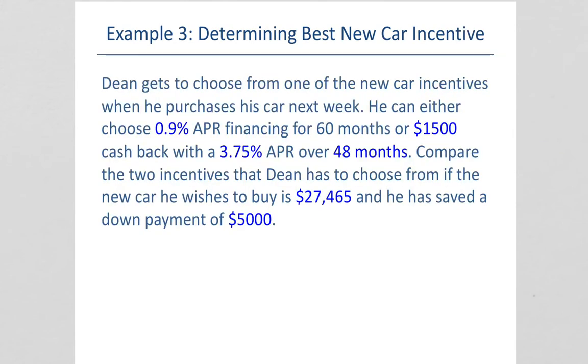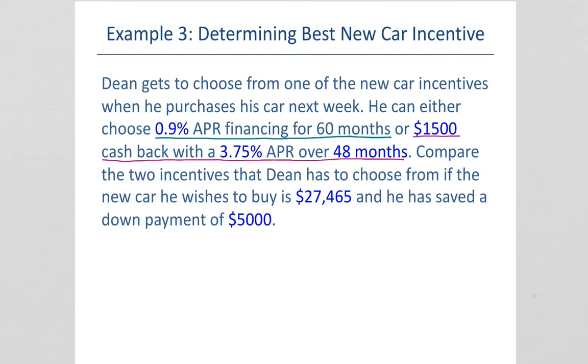Dean gets to choose from one of the new car incentives when he purchases his car next week. He can either choose 0.9% APR financing for 60 months or $1,500 cash back with a 3.75% APR over 48 months. Compare the two incentives that Dean has to choose from if the new car he wishes to buy is $27,465 and he's saved a down payment of $5,000.